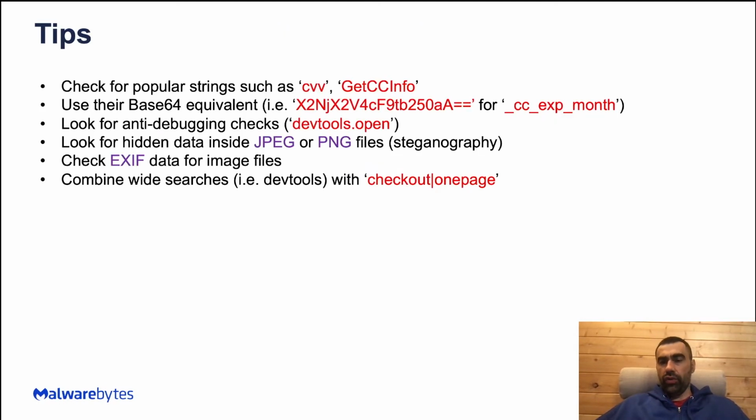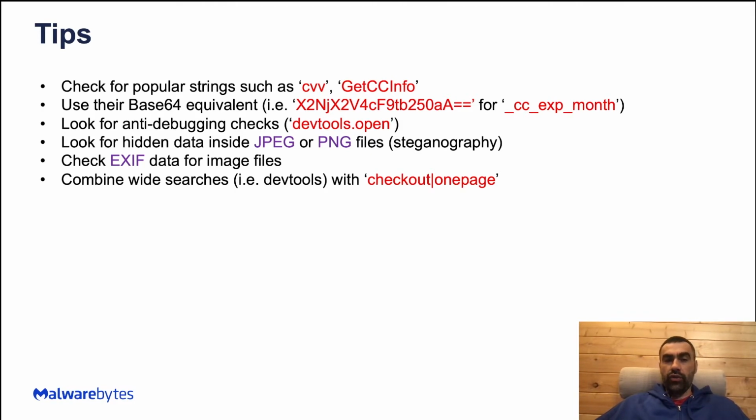So some tips to get you started. We're looking for financial information. If you're doing searches based on strings, look for things like CVV, getCC info. These are the kind of things you want to look for in the source code. And remember also to use the base 64 equivalent. You'll find a lot of skimmers that are using obfuscation, and one common thing to do to hide the sensitive fields is to use base 64.